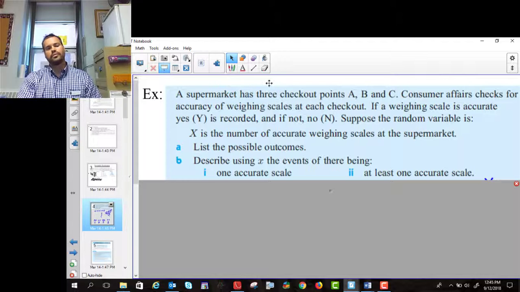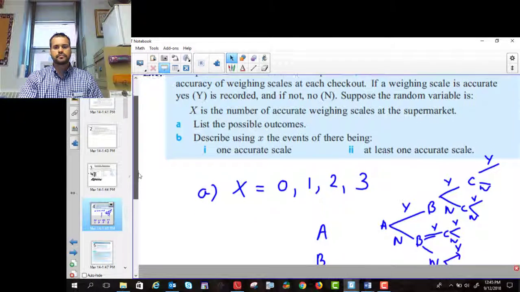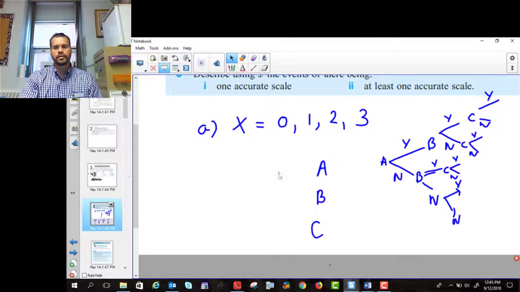In order to do that, we typically draw a tree diagram just to give us an idea. I've already got it drawn here to save us a little bit of time. Checkout A could be yes or no. Then checkout B could be yes or no. And then checkout C could be yes or no. All right, so you get these possibilities. Yes, yes, yes. So there could be 3 yeses. So that's where the 3 comes from.